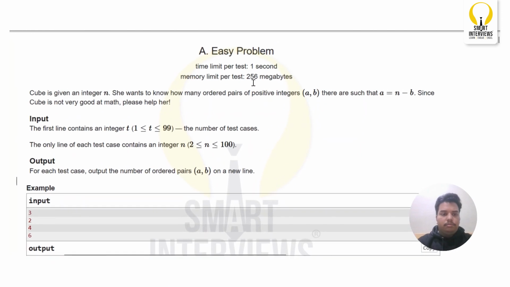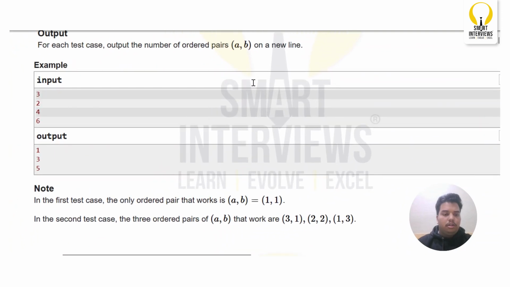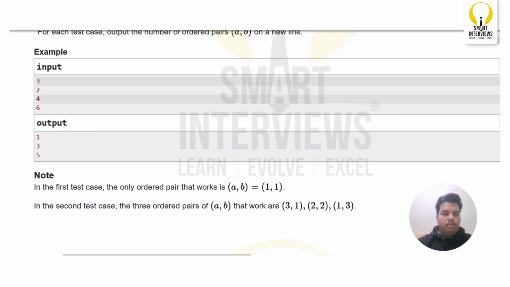If you check, these are the number of test cases, and for input 2 the output is only 1. But for input 4 you are also given 3 1, 2 2 and 1 3. They are not given for input 6. Let's also see input 6.